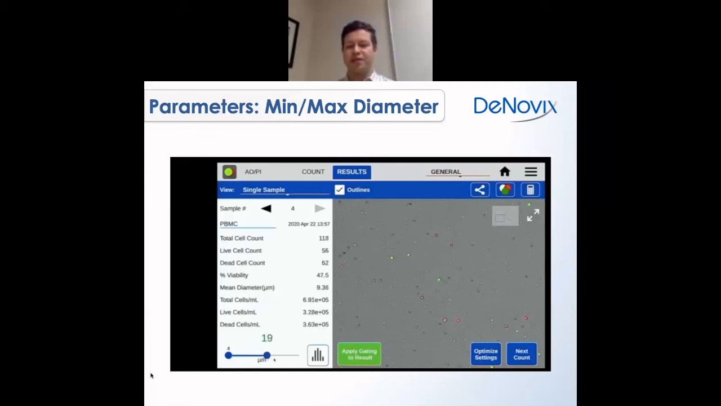So that's just a nice feature that the cell drop has that most automated counters don't also have. That you can change that on the fly. You can visually look at it and dial in the count at the same time. And then once you've got it dialed in, you can save it to your protocol.